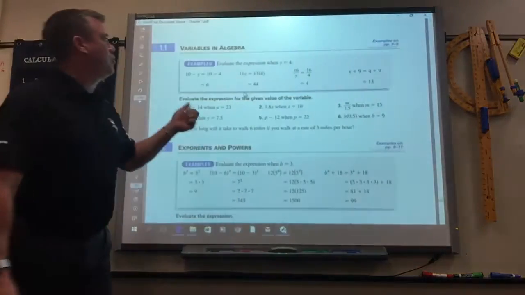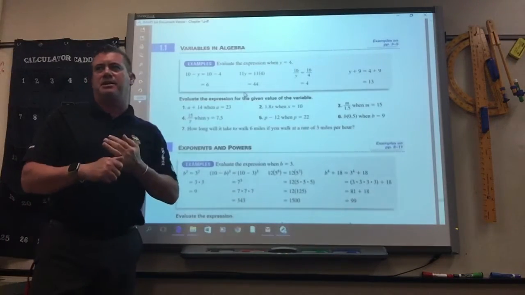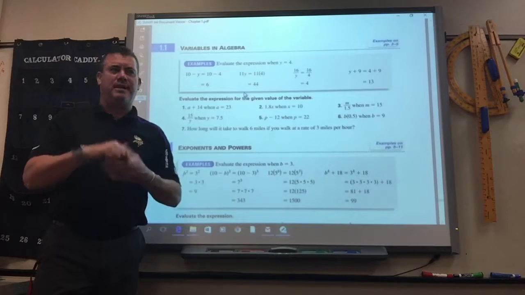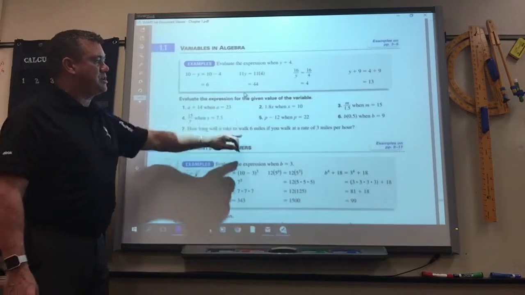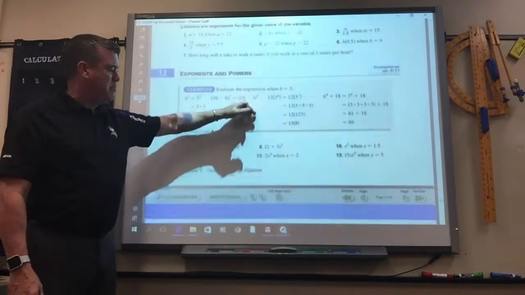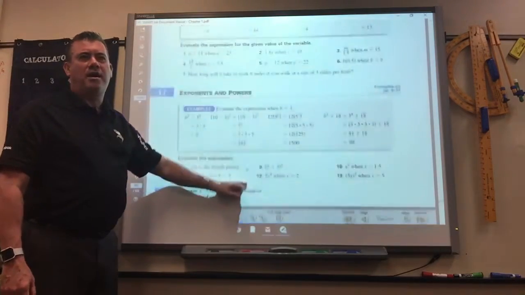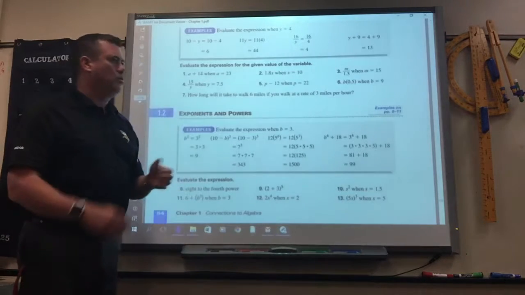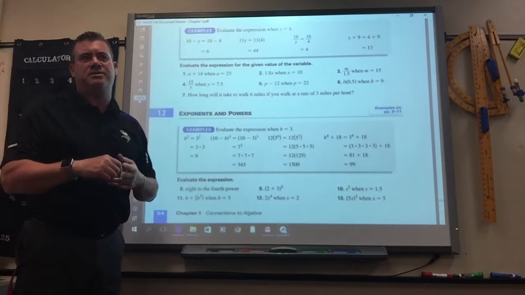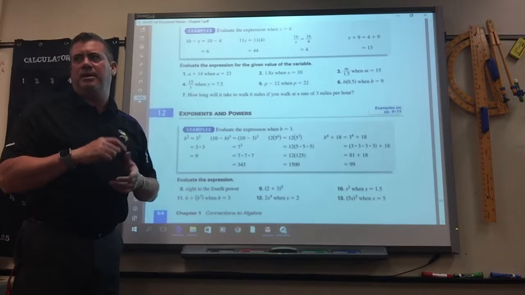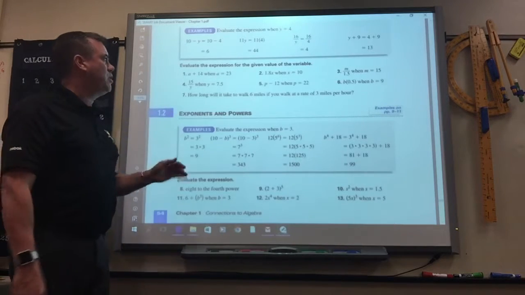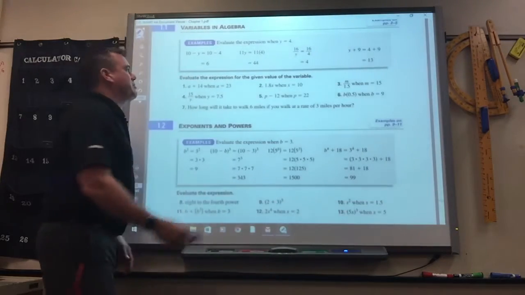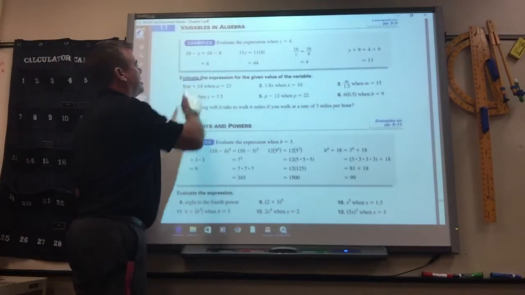We're done with chapter 1, so tomorrow will be a test on it. What? It's pretty much using calculators to evaluate expressions or order of operations, and then writing word problems into sentences, equations or expressions or inequalities. So, the first part is pretty simple. Again, it's just using a calculator.